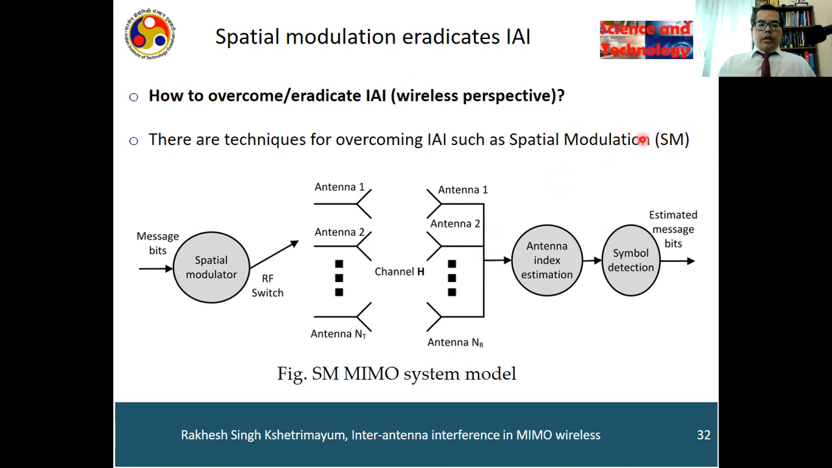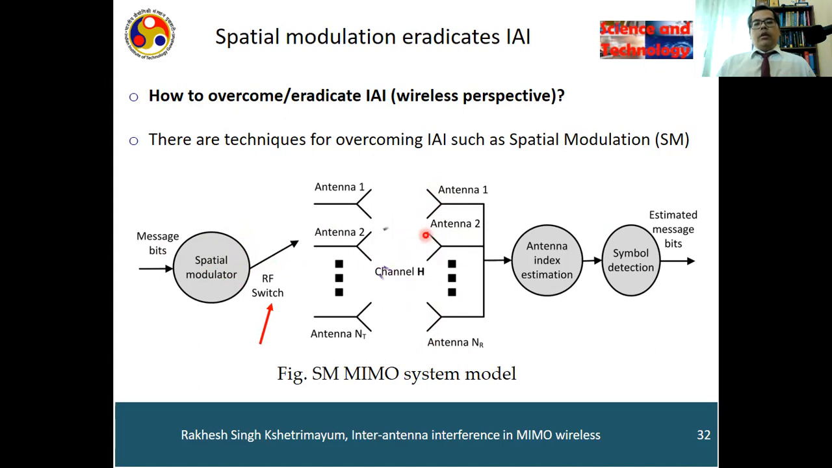So what is the idea? The idea is, what if we just activate only one antenna using an RF switch here? You have a special modulator which is connected with the RF switch. At one particular instant of time, you just allow one antenna to transmit symbols or bits. So let's say antenna 2 is transmitting symbols or bits. Then all the antennas at the receiver will receive only one symbol or one bit. So decoding is very easy. You just need to denoise whatever received symbol, and you can get the message bits. So that's the idea: just activate only one of the antennas.